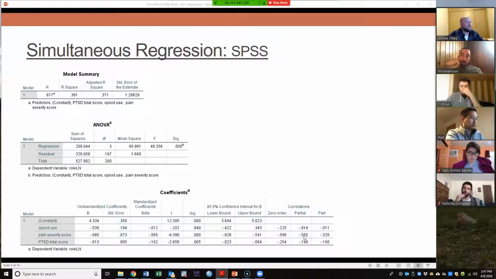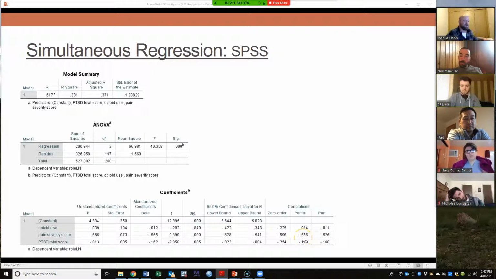Okay, what this is telling us is that all the variability that was shared between opiate use and the natural log of role functioning also completely overlaps with shared variability with pain and PTSD. And once we take out the variability that's attributable to the combination of pain and PTSD, what's left over, our residual variability, is functionally unrelated to opiate use. Opiate use doesn't make any difference at that point in time. Okay. And so what we're looking at here is a literal partial correlation.